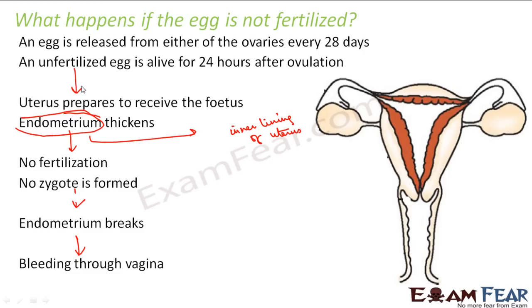That's because every month when an egg is released by the ovary, it waits for 24 hours for a sperm. So during that time, the uterus also prepares itself in order to receive the fetus. So how does it prepare itself? By thickening its endometrium. Now when no fertilization happens, then no zygote is formed, so no fetus comes to the uterus. So this thickened endometrium becomes a waste. So the endometrium breaks and it comes out of the body in the form of bleeding through the vagina, and this results in the process of menstruation.